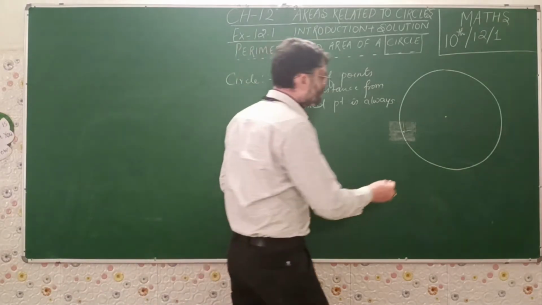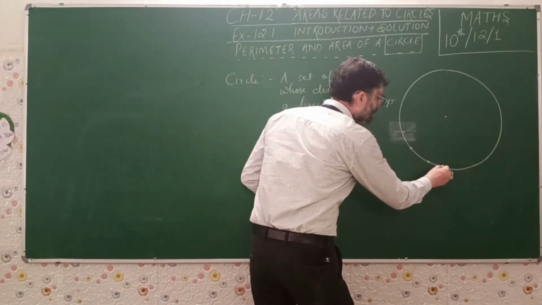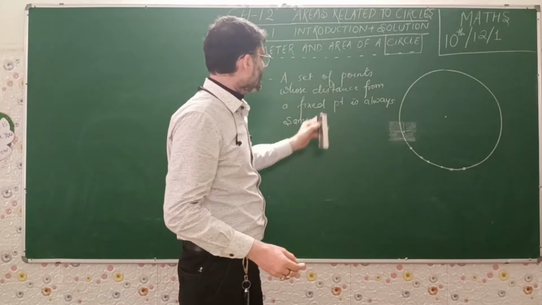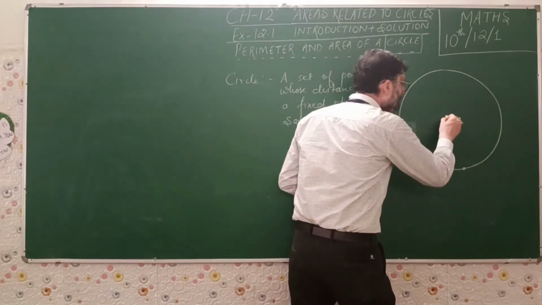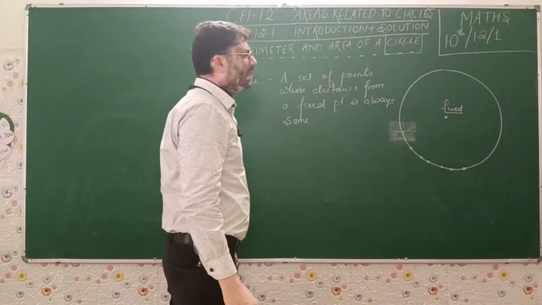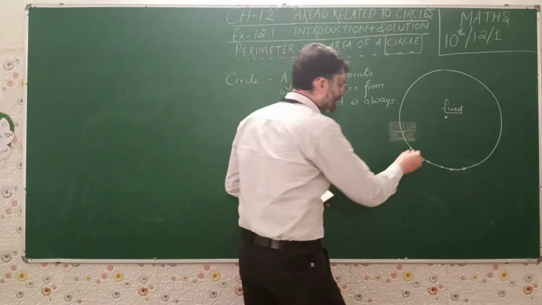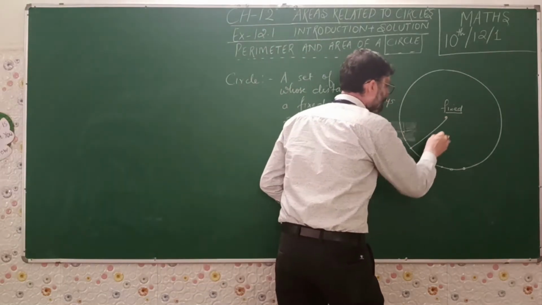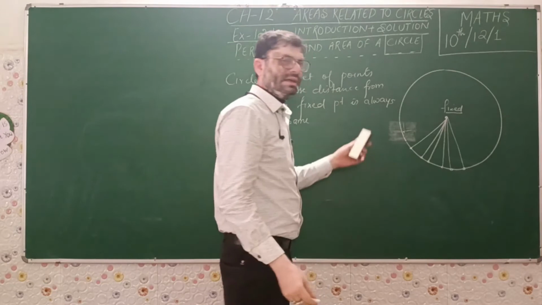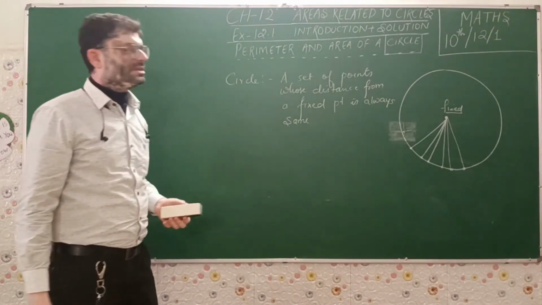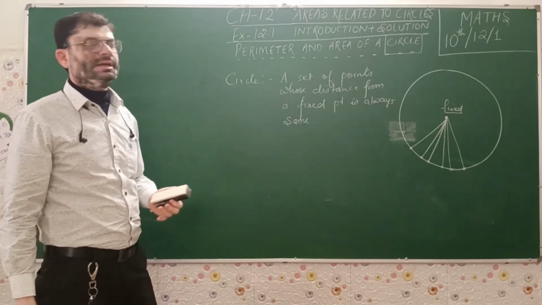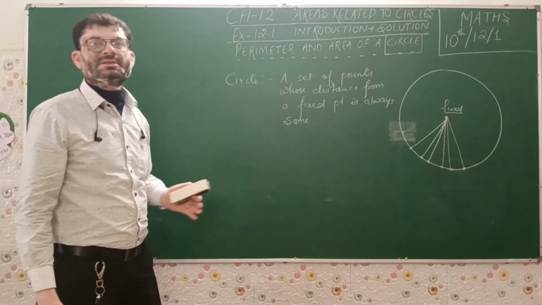A set of points means this point, this point, this point, infinite number of points whose distance from a fixed point, suppose this one is our fixed point, is the same throughout. That means the distance of this point from here, the distance of this point from here, these all distances are the same. Infinite number of points whose distance from a fixed point is the same. Such a figure formed by those infinite number of points is called a circle.